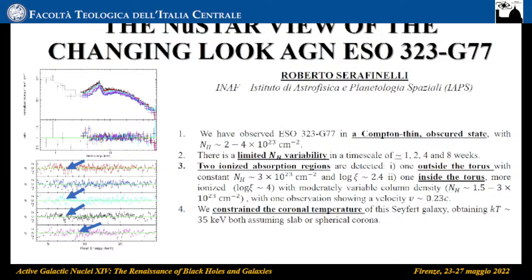And we also found two ionized absorption regions, one outside the torus with low variability and low ionization, and one inside the torus with higher ionization, with one observation particularly showing signs of very high velocity winds. And remarkably, we were also able to constrain the temperature of the corona of the Seyfert galaxy, which is around 35 keV. Thank you.